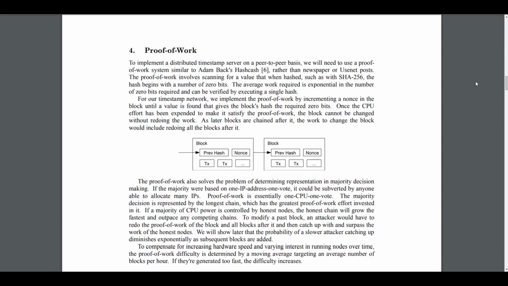For our timestamp network, we implement the proof of work by incrementing a nonce in the block until a value is found that gives the block's hash the required 0 bits. Once the CPU effort has been expended to make it satisfy the proof of work, the block cannot be changed without redoing the work. As later blocks are chained after it, the work to change the block would include redoing all of the blocks after it.